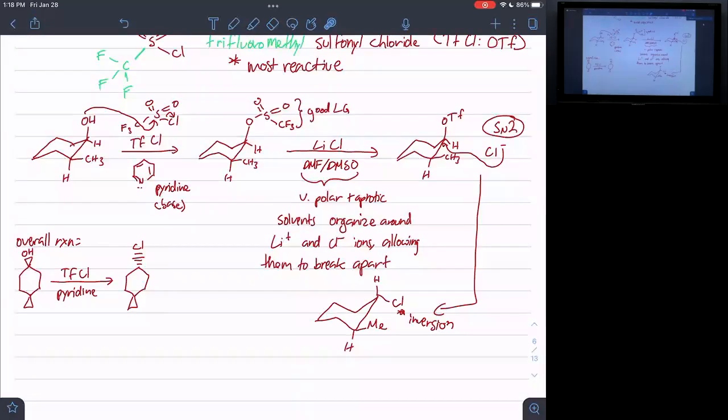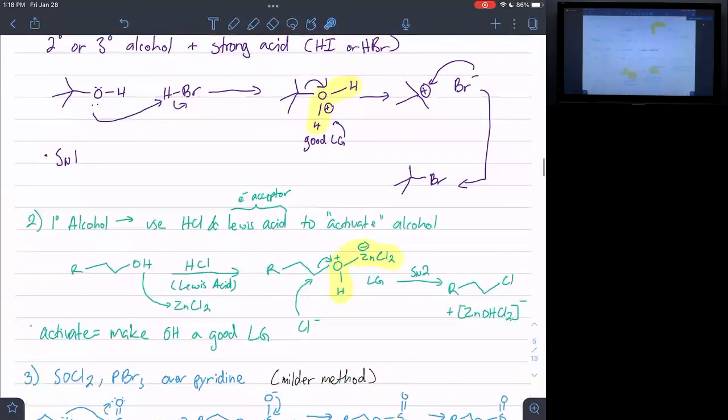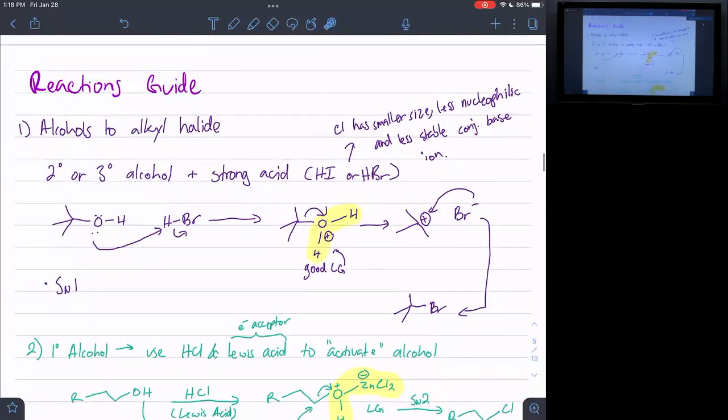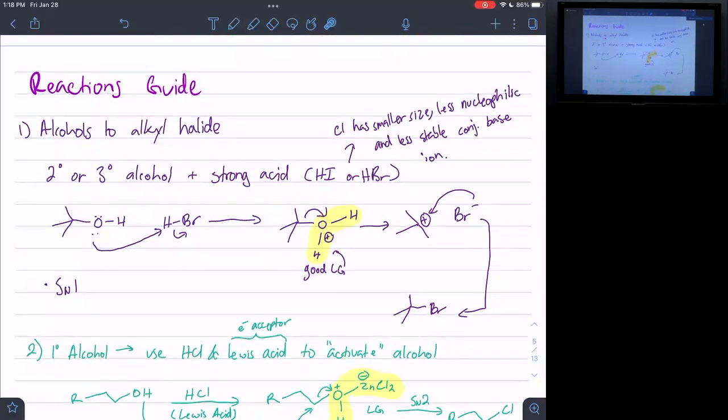So after we get our alcohol, we can turn it into a halogen. The reactions you want to know for this are this first one, which I don't know what it's called.